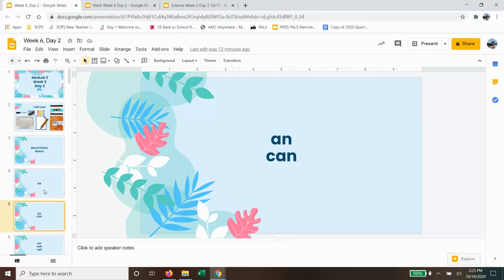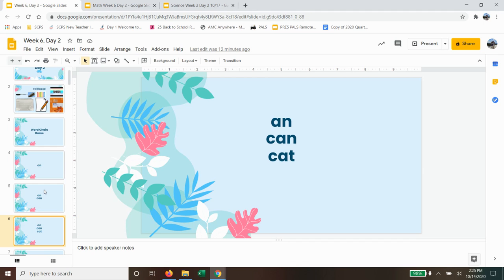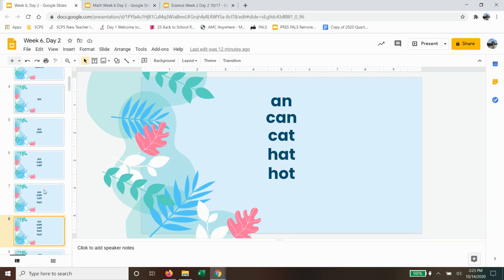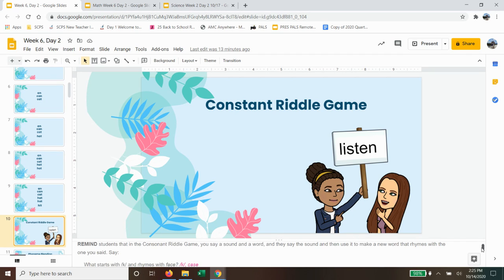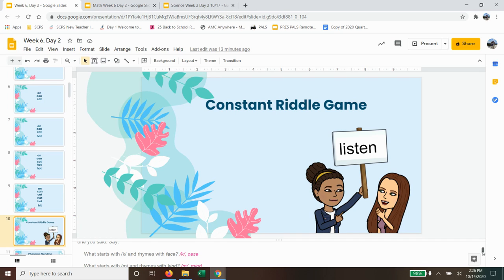Can. If this spells can, what does this spell? Cat. If this spells cat, what does this spell? Hat. If this spells hot, what does this spell? Hit.